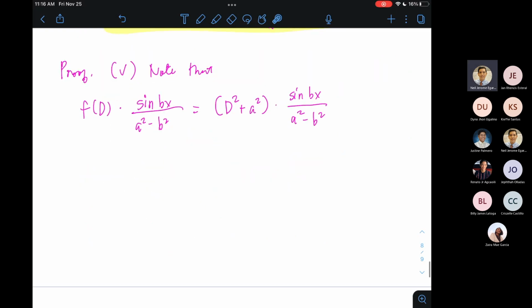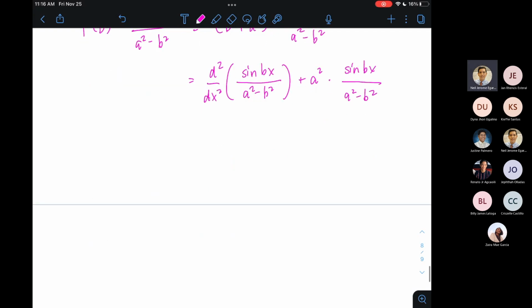Remember, a is a constant, b is a constant, and D squared is the second derivative operator. So what happens here is we get the second derivative with respect to x of sine bx over a squared minus b squared, plus the constant a squared times sine bx over a squared minus b squared. Okay? Then the second derivative: I'll compute the first derivative first, then differentiate that. Since a squared minus b squared is just a constant, it comes out of the derivative. Actually, you could have taken it out of the whole derivative right away, because this is a constant.